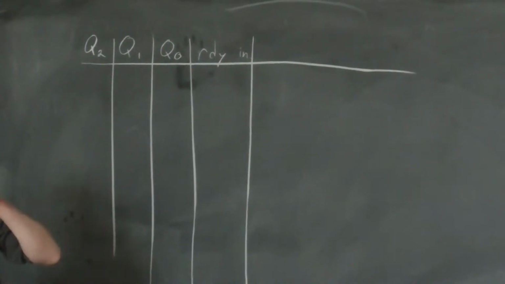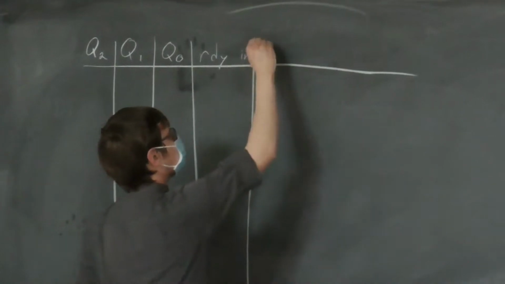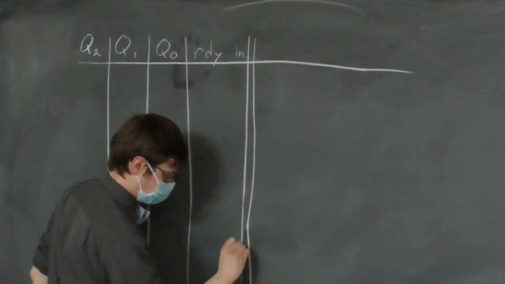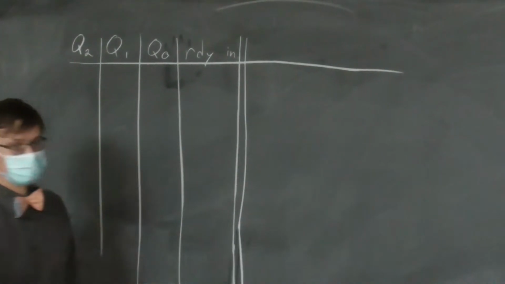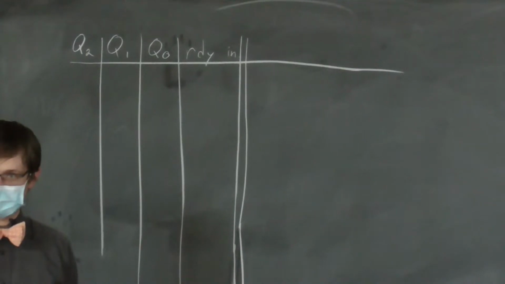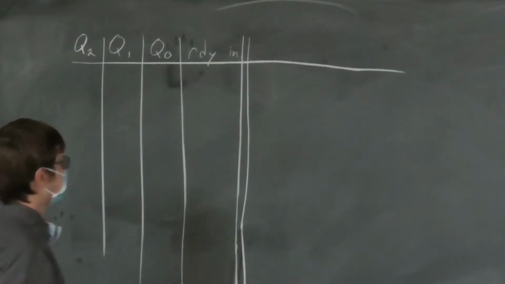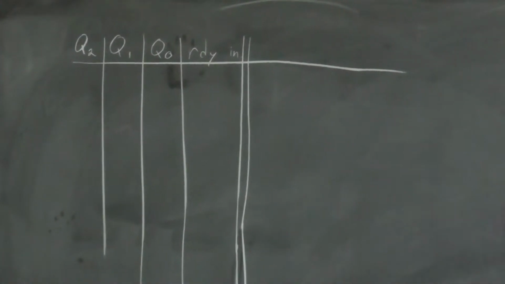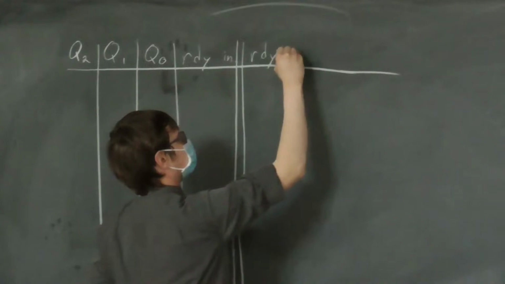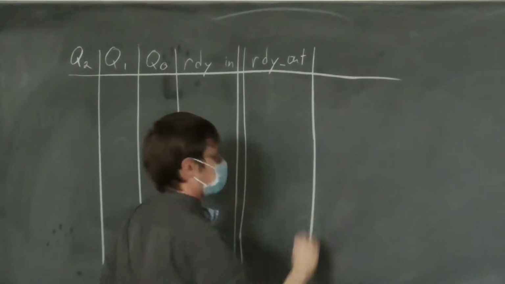Cool. Sometimes I like to do a double line between the inputs and the outputs. It makes it look a little bit prettier, though it's not strictly or technically necessary. So, outputs then. What do we got? Ready out, obviously, right? Ready out. What else do we have?